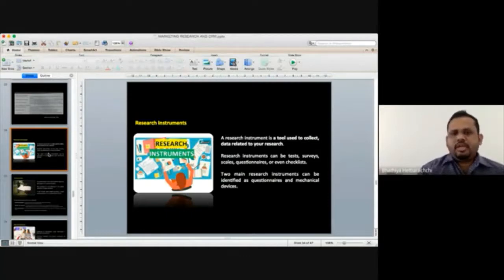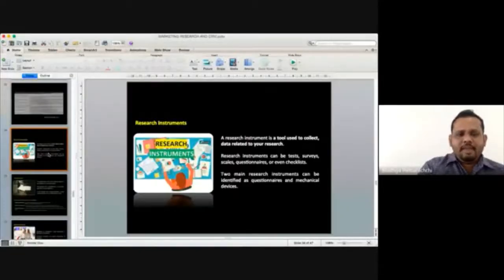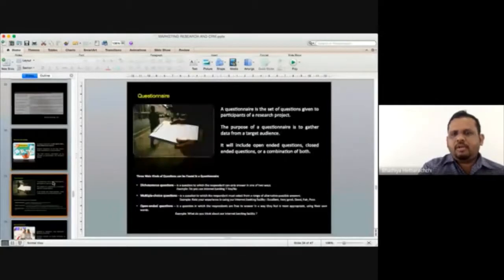Research instrument. So, what is a research instrument? A research instrument is a tool used to collect data related to the research. Research instruments can be tests, surveys, scales, questionnaires, even checklists. The most common research instruments used by students and researchers are questionnaires and mechanical devices. So let me talk about a questionnaire.